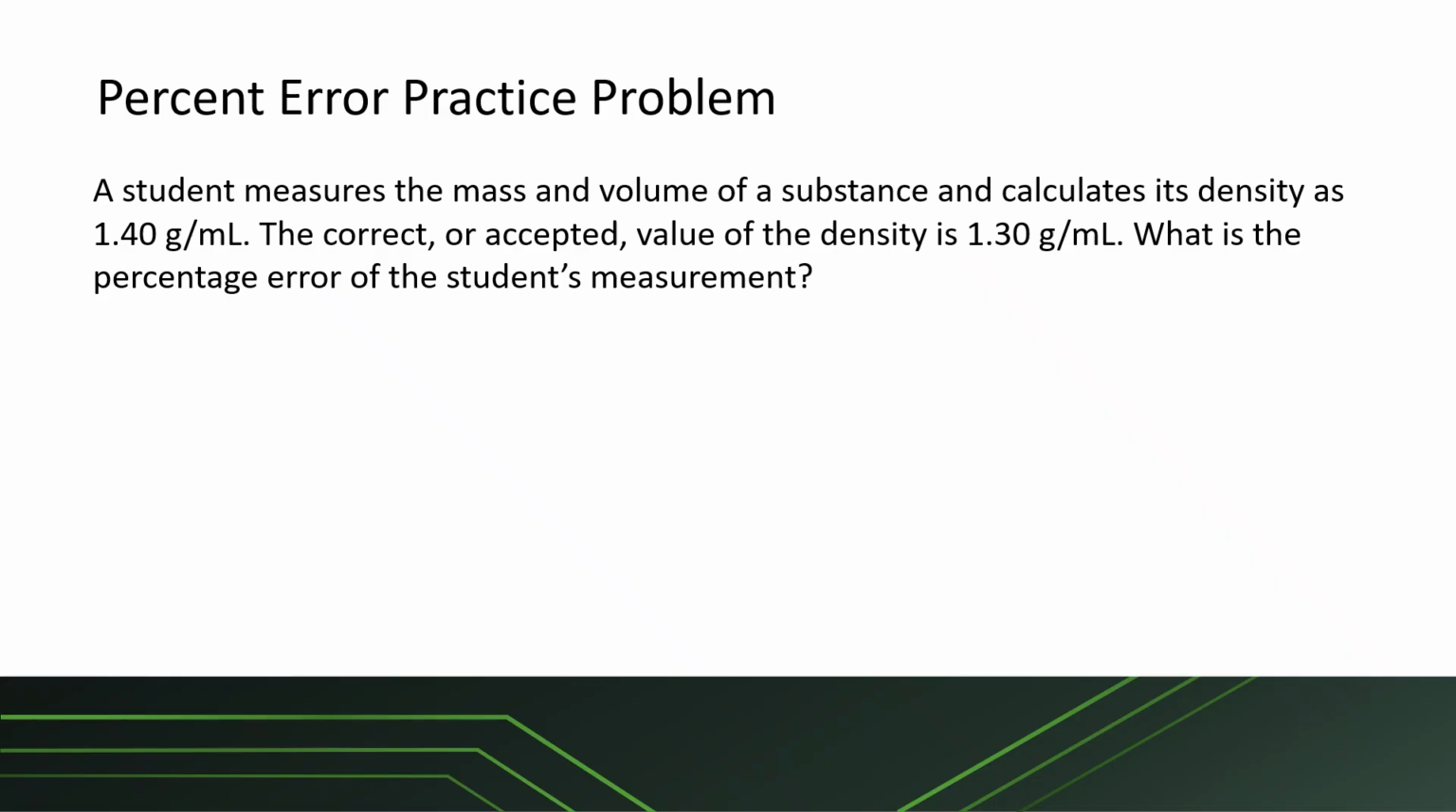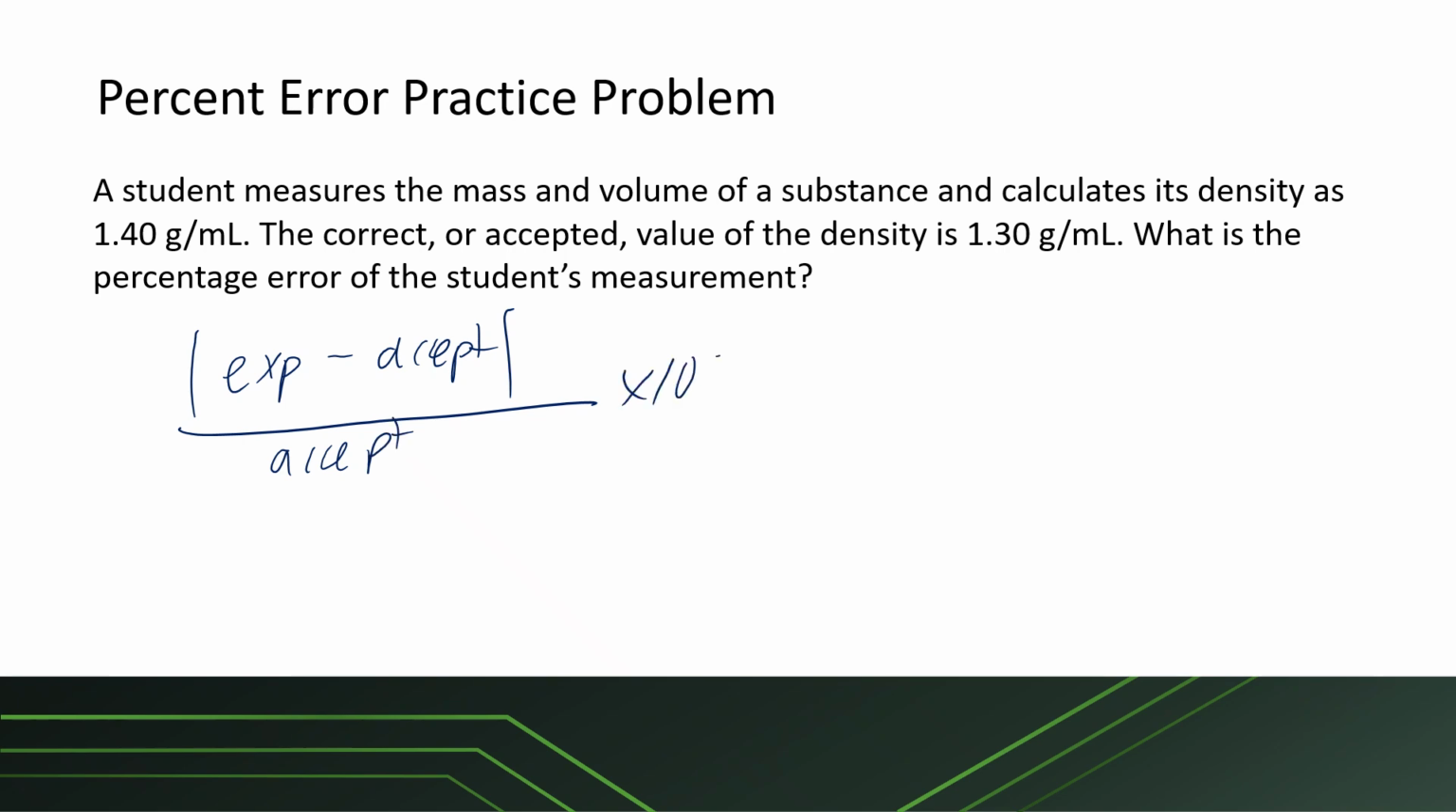So let's do an example with a percent error calculation here. A student measures the mass and volume of a substance and calculates its density as 1.40 grams per milliliter. The correct or accepted value of the density is 1.30 grams per milliliter. What is the percentage error? So our experimental, I'm going to abbreviate, minus the accepted, absolute value, all over the accepted, times 100. That's our equation there.